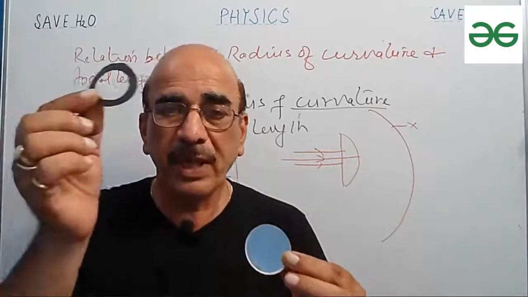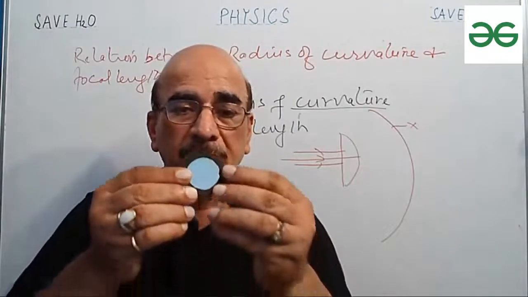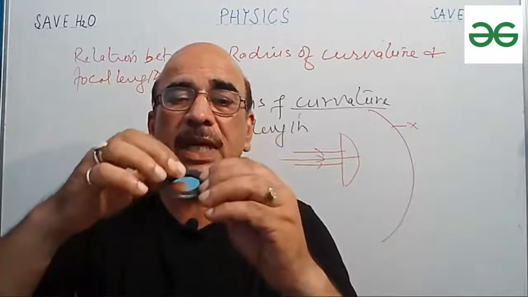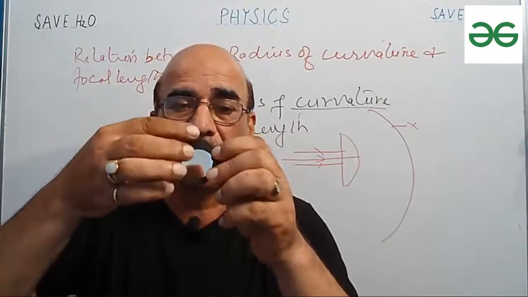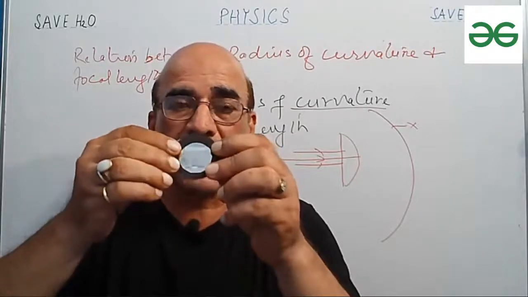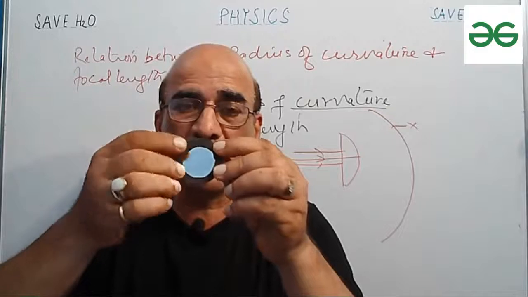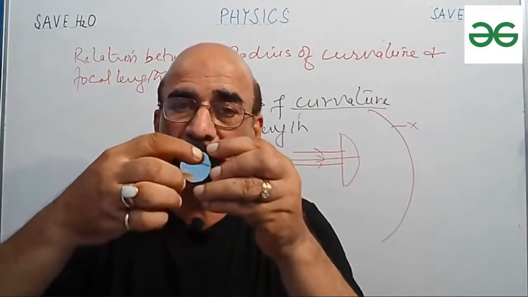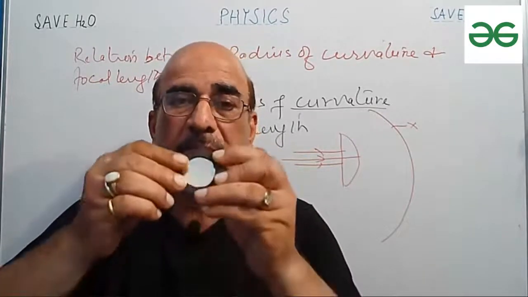So this paper piece I have cut and I am going to keep it on this. You can see, now aperture has decreased. The reflection is taking place from small part here, because the rest of the part is covered with black. So reflection will not take place from black portion. Reflection will take place from this portion only. So now you can see this inner part is the diameter of the mirror.